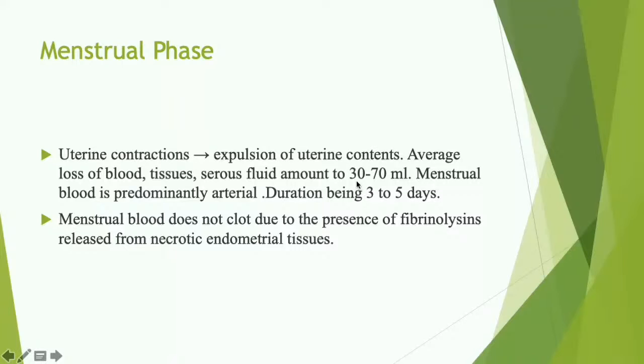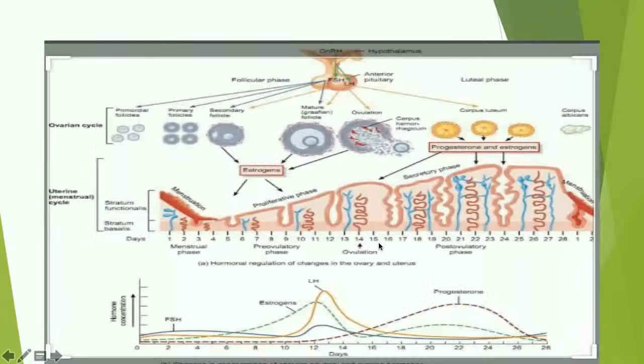The average loss is somewhere between 30 to 70 ml. It has loss of blood, tissues as well as the serous fluid. The duration normally is somewhere between 3 to 5 days. Right? Remember, the menstrual blood does not clot due to the presence of fibrinolysin released from the necrotic endometrial tissues. So finally you end the answer.